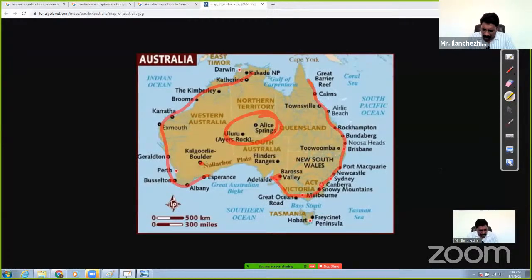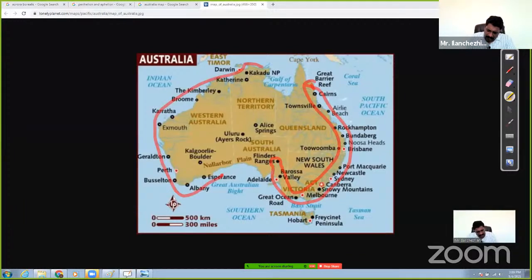Kalgoorlie is there for a different reason. It is all for the gold that you find here, so we have a settlement there. Otherwise, every settlement you take, all these settlements are in the coastal region. Only two or three settlements are an exception, my friend.